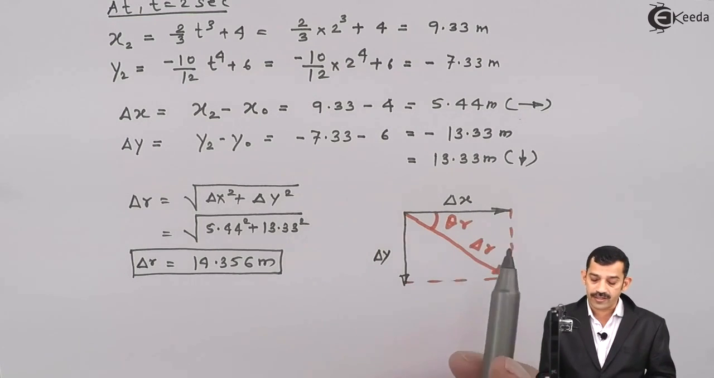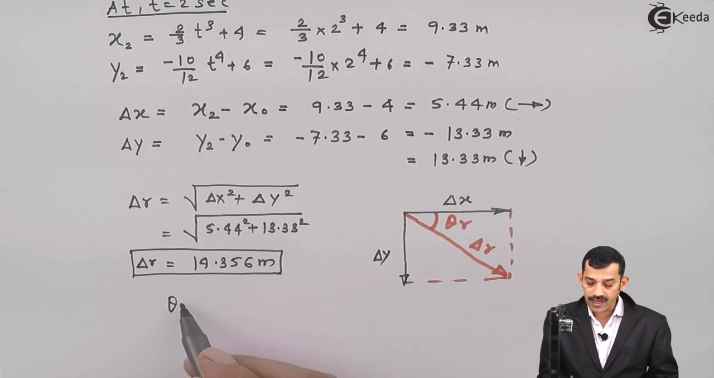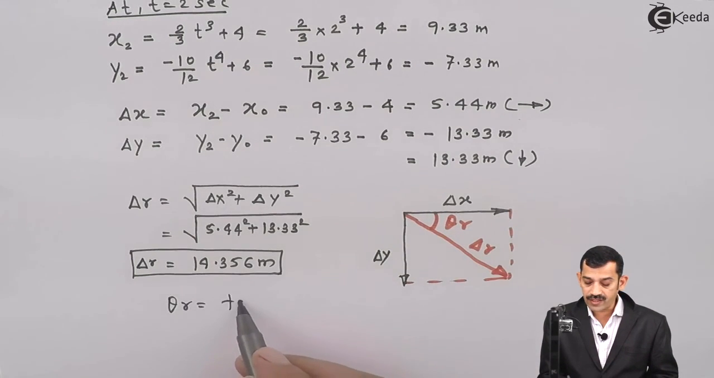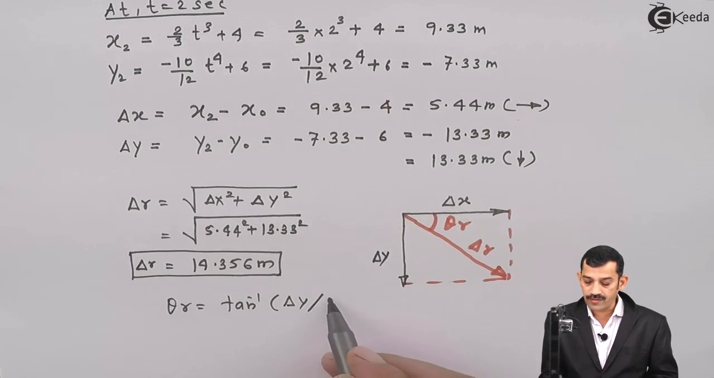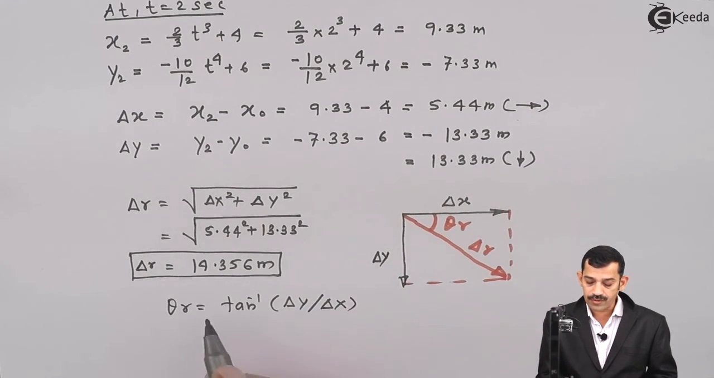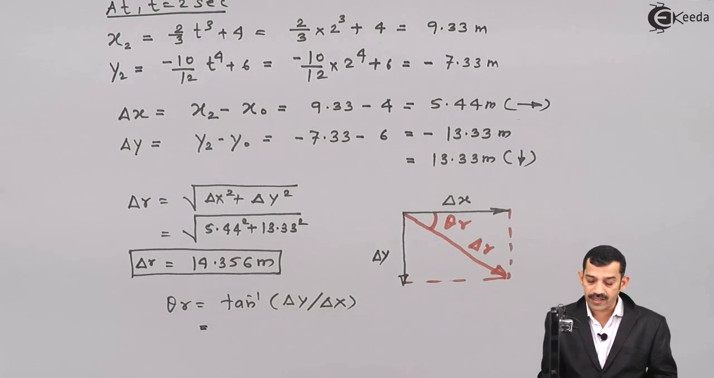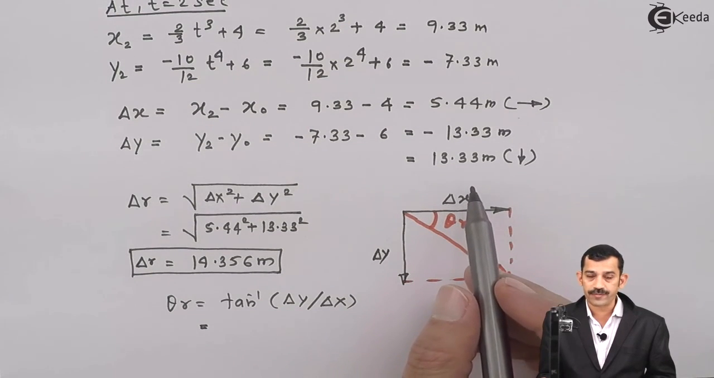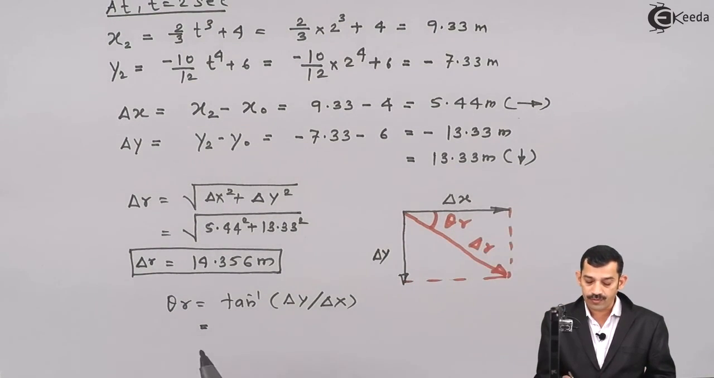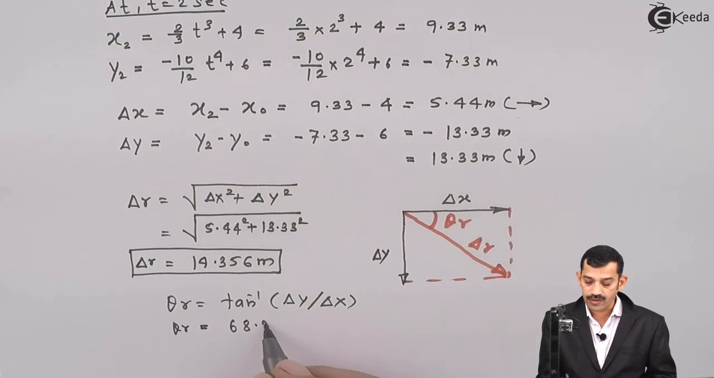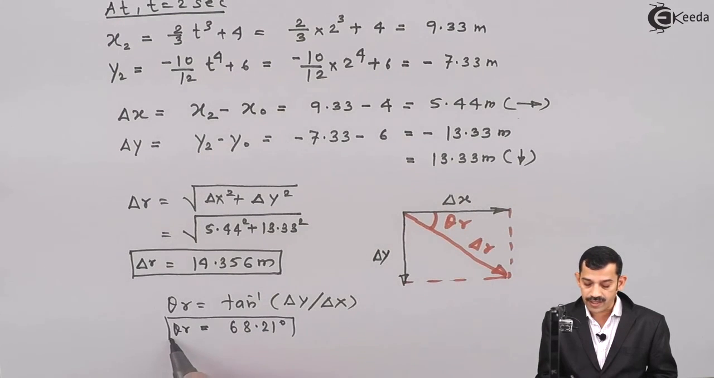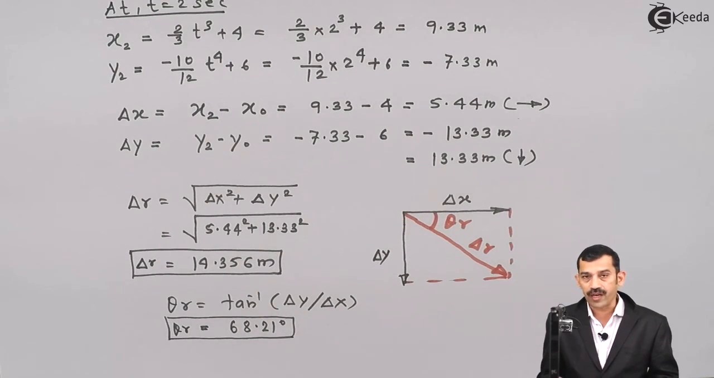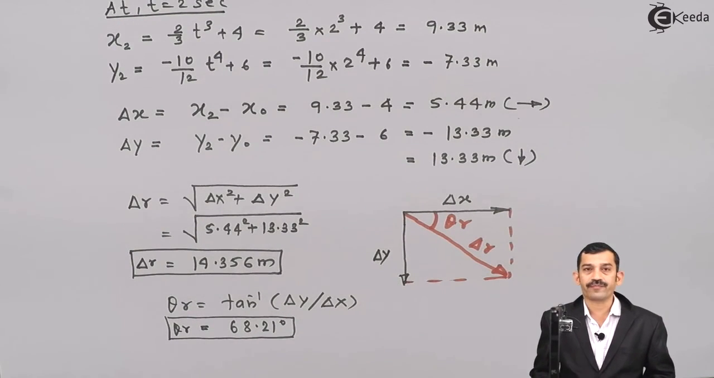Inclination, theta r, is always the tan of this angle, as you know, opposite upon adjacent. Therefore theta r is tan inverse of delta y upon delta x. If you substitute delta y equal to 13.33 and delta x equal to 5.44, angle theta r comes out to be 68.21 degrees. That means finally you are getting the displacement at t equal to 2 seconds in magnitude and in direction. Thank you.